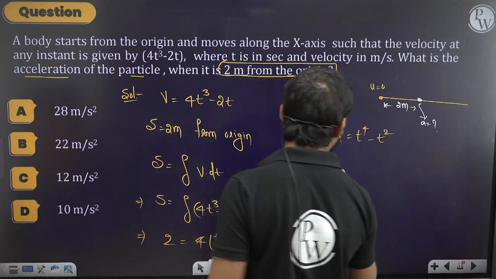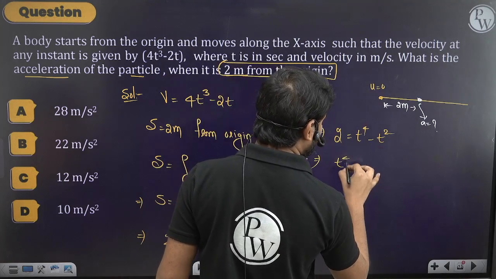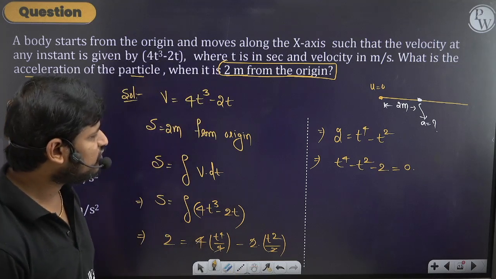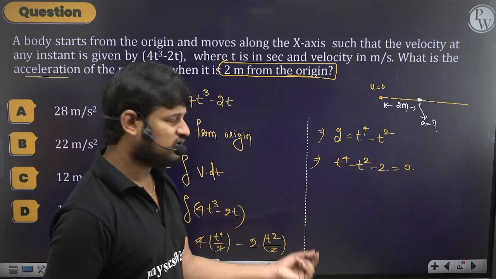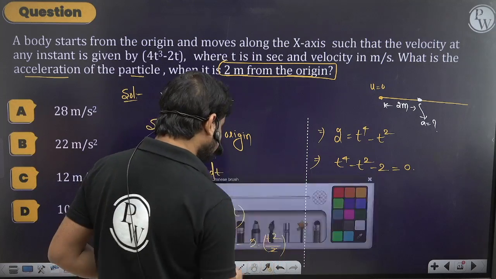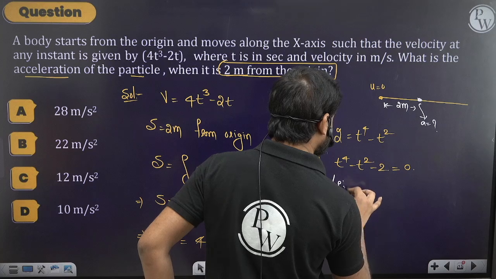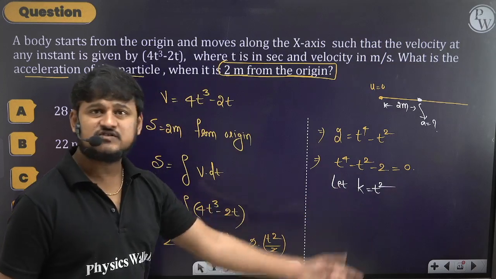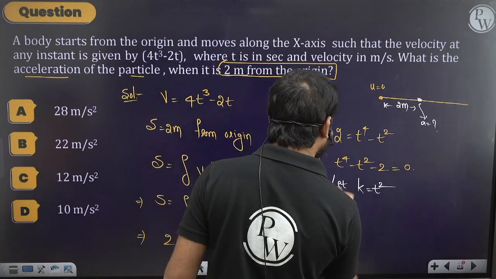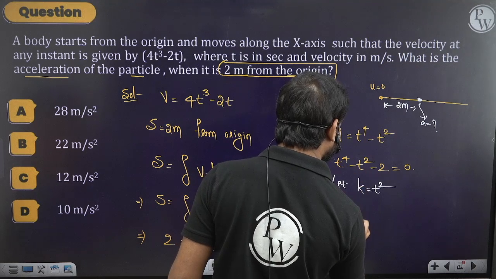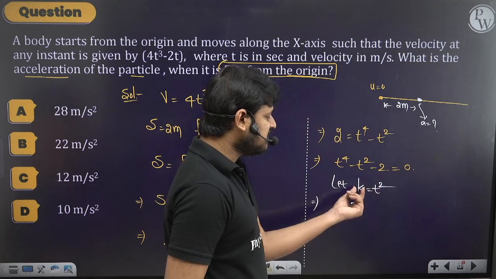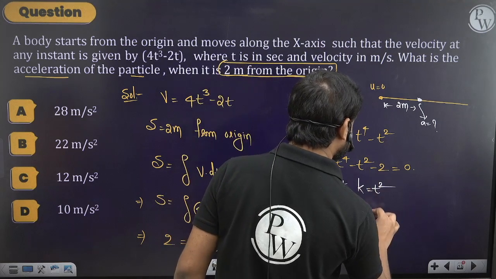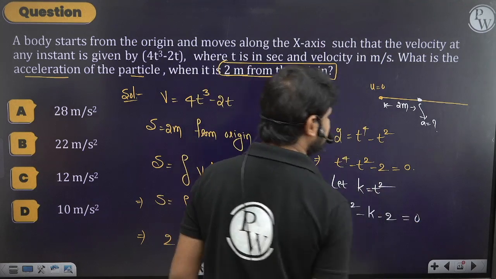Then we have to find the t value. So t to the power 4 minus t square minus 2 is equal to 0. This is a biquadratic function. So what I am doing is, let k be equal to t square. Now let's write in place of t to the power 4, k square, since k is t square, so k square means t square whole square, which is t to the power 4 again, minus k minus 2, which is equal to 0.